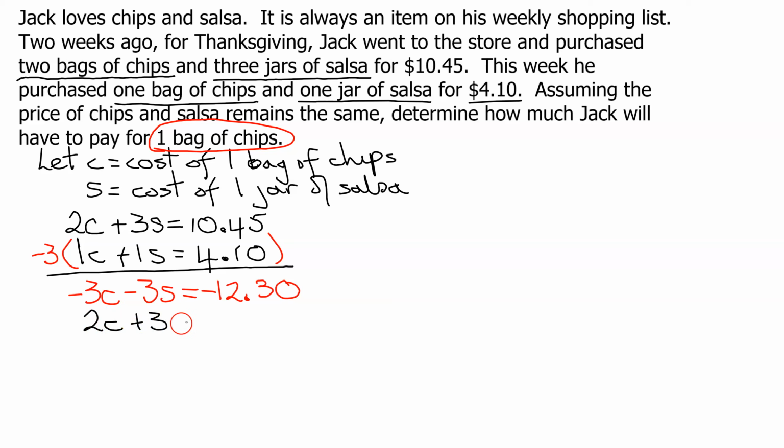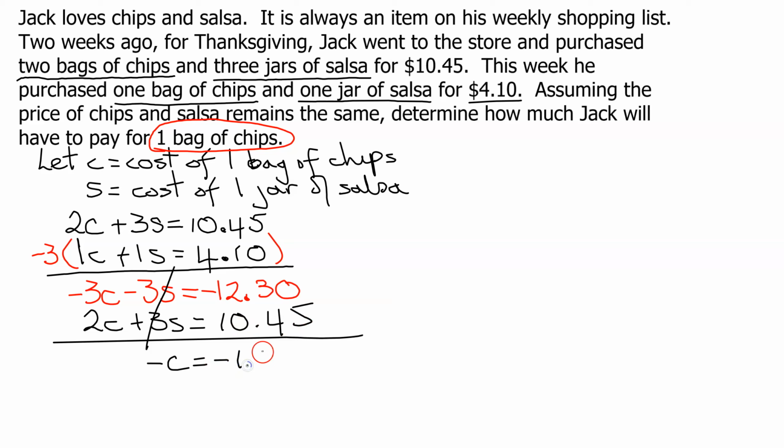And now what I'm going to do is write my other equation directly below it. It's much easier to add things that are directly below each other. You make a lot less mistakes that way. And now I'm just going to add these 2 equations. Do my S's reduce out? Yes. So I get -3C plus 2C is -1C, or just -C, equals -12.30 plus 10.45 is -1.85.